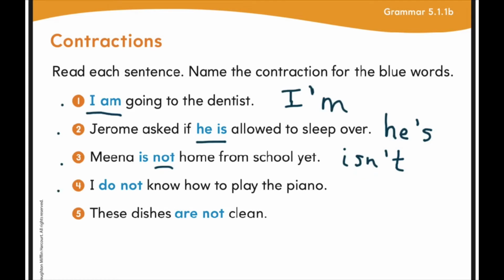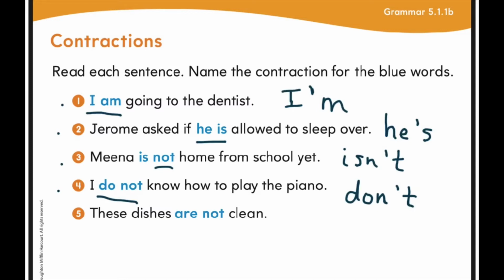Okay, let's go to number 4. I do not know how to play the piano. Now we did this one before too. What does do not become? Don't, right. So same thing with that not. The N slides over, apostrophe T. So we're going to write do, and then the N, apostrophe T, don't.